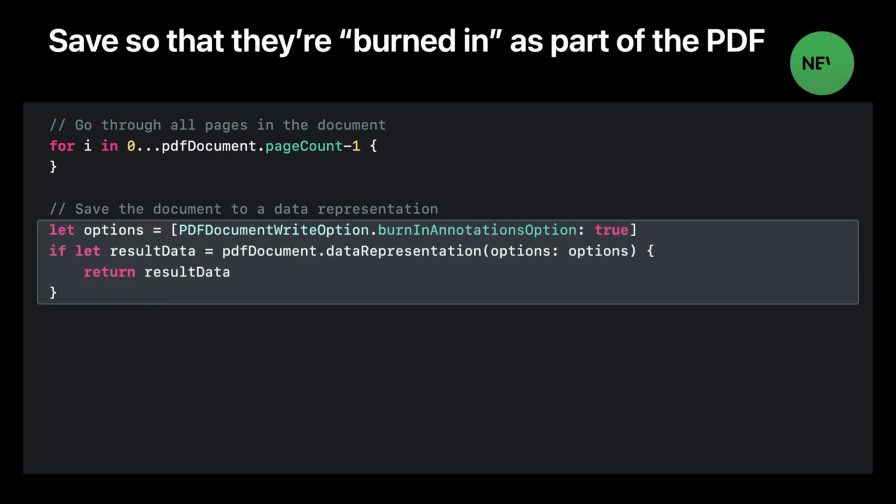When your content is saved as an annotation, a recipient of the document can move it, resize it, or delete it. Often that's what you want, but sometimes you want your annotations to be burned in as part of the page. There's a new PDF document write option on iOS 16 and macOS Ventura that makes this easy. Just add the burn in annotations option equals true to the save options, and that does it.